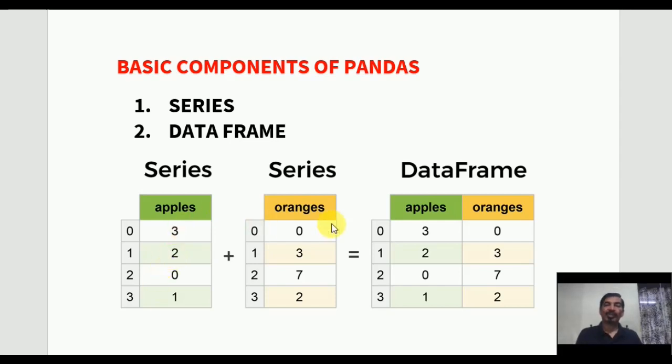From this image you can visualize the series. Series 1 is a one-dimensional array storing numbers, and the heading is apples. Series 2 is for oranges and the numbers are given. If I combine these two and make it like this, these are the indexes, the first column is apples, the second is oranges, so altogether it becomes a data frame.